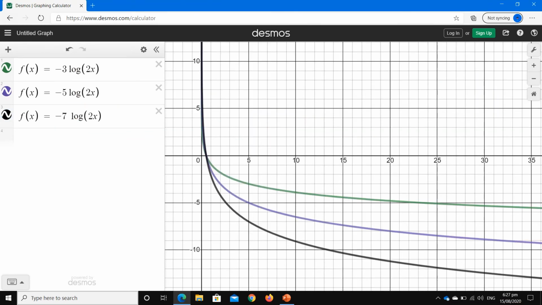Same with negative. What we did here is we let a be a negative number. So from 3 log of 2x, it became -3 log of 2x. From 5 log of 2x, we make it -5 log of 2x. And from 7 log of 2x, we make it -7 log of 2x. Same with negative, we can see that the numerical value is still increasing, thus the stretch also increases. However, since the sign is negative, we can observe that the graph also decreases.